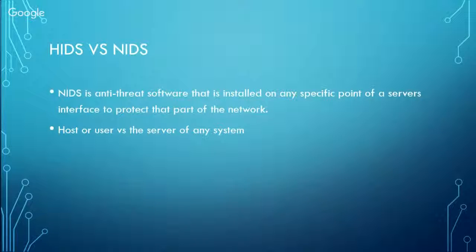There are 2 different types that we looked into. You also have the NIDS, which is an anti-threat software installed on a specific point on a server's interface to protect that part of the network. So that could be, let's say you're going to a website. If that website is on a server that you're connecting to and they have a detection system, it's going to be an NIDS. And then an example of a host or user versus a server-based system would be something like a network of websites or a database.